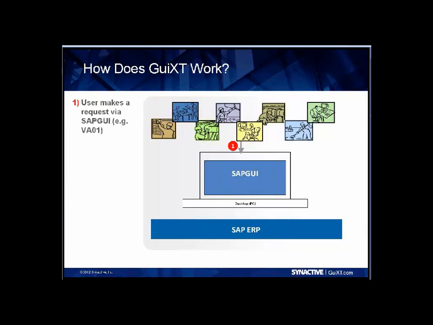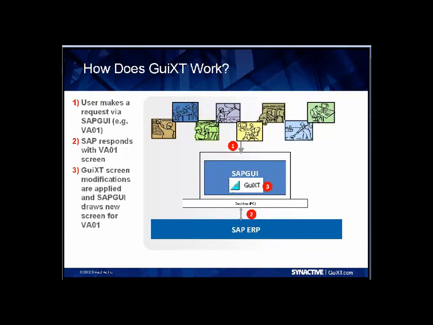This is the basic architecture. GuiXT comes bundled with SAP GUI. So you can just go in, activate GuiXT at this time, and use the limited functionality that comes with it. When a user goes into SAP GUI and goes to a transaction code, the request for the screen goes to the backend server. The backend server would run the ABAP code as it normally does, sends the package to SAP GUI, and then SAP GUI draws the screen.